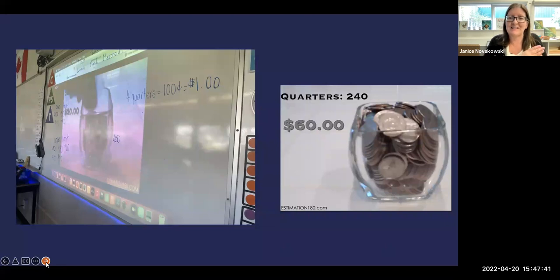And with this class, again, I did the pause partway through, and some of them were quite a bit off. And so they adjusted based on new information. But I find that really effective too, and it gives them a chance to use their thinking and reasoning and apply it in a new way.